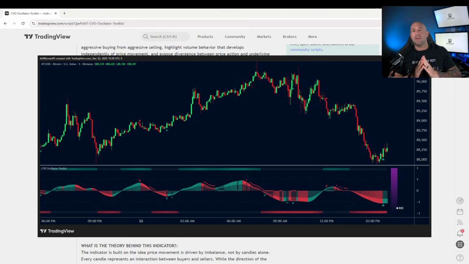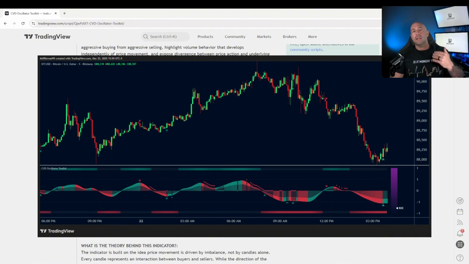This volume behavior is further structured into directional, momentum, and divergence components, allowing buying and selling pressure to be analyzed from multiple perspectives. Rather than treating volume as a secondary confirmation, the toolkit treats volume delta as the primary source of information, with price acting as a contextual reference. This approach is particularly useful in market conditions where price alone can be misleading.